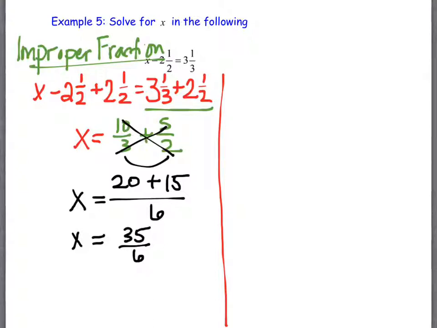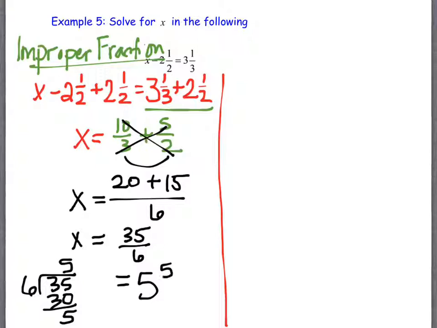So yeah, let's take a look at this then. I need to divide 35 divided by 6. So how many times will 6 go into 35? 5. 5 times 6 is 30 with the remainder of 5. So this is equivalent to the value 5 and 5/6. How many of you learned this way? Okay, that's the way I learned too.